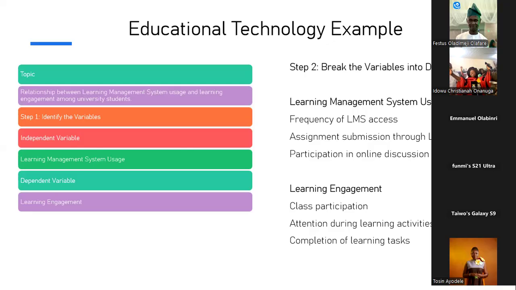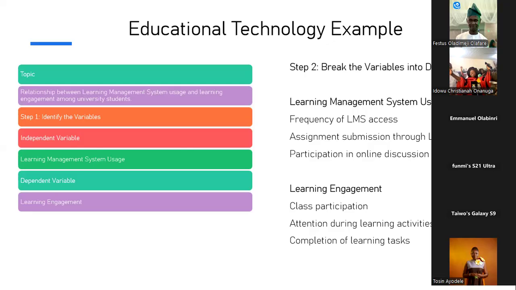After identifying the variable, I think you now pick the variable that you can break down. Good. So we pick which of these two variables we can easily break down. Can we easily get dimensions for? Are we together? Now let's look at what I did here. For the two variables, the first one is learning management system. The second one is learning engagement.